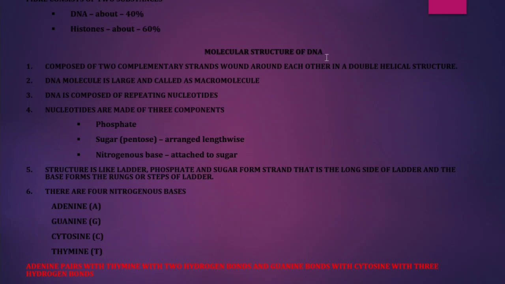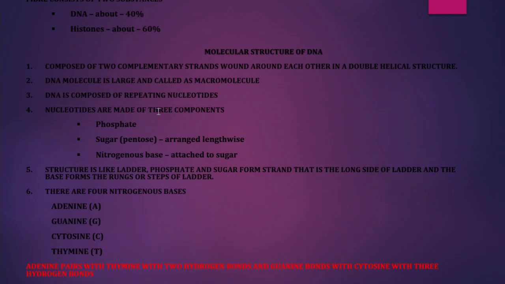Molecular structure of DNA. DNA is composed of two complementary strands wound around each other in a double helical structure. If you take a ribbon and curl it, you will find a structure like that. The DNA structure will look like this. The DNA molecule is large, so it is called a macromolecule.